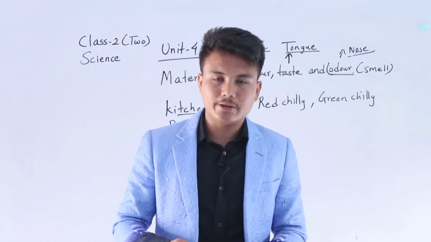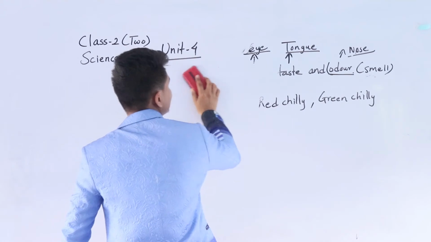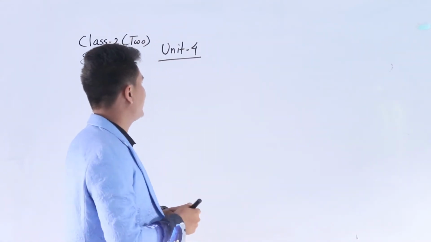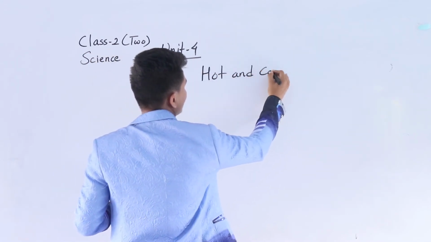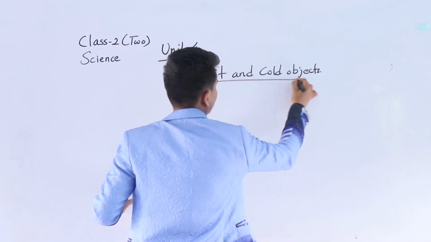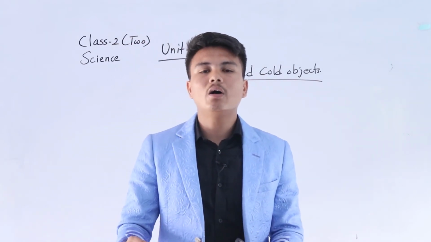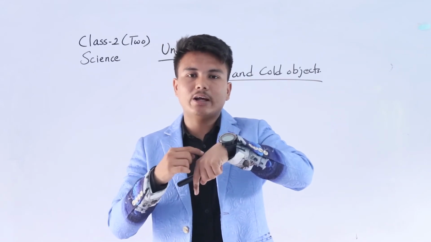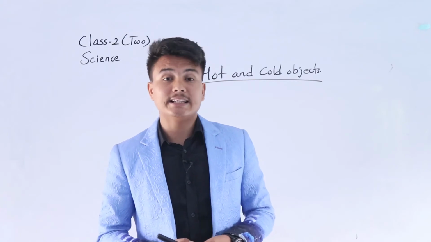So let's move on to another topic, that is hot and cold objects. Now we can easily find which object is hot and which object is cold. How could we find hot and cold objects? We can find hot and cold objects by putting our hand. With the help of skin we can find hot or cold because we can easily sense it.